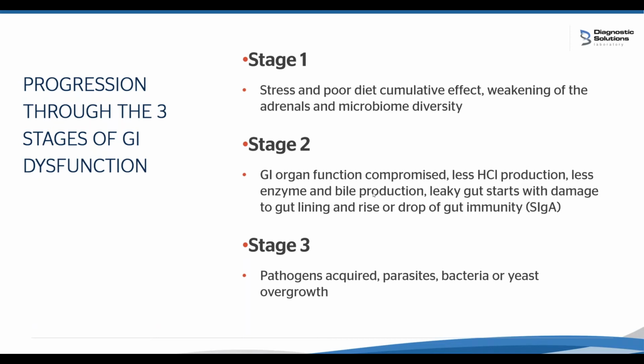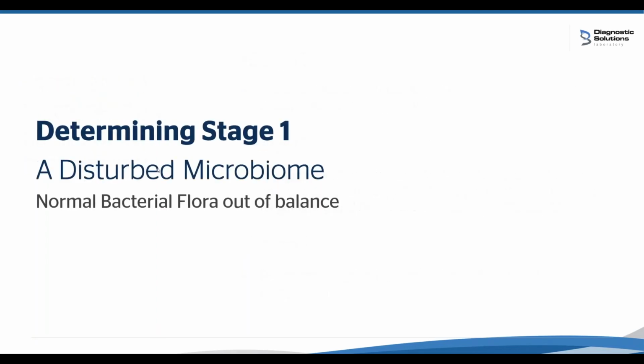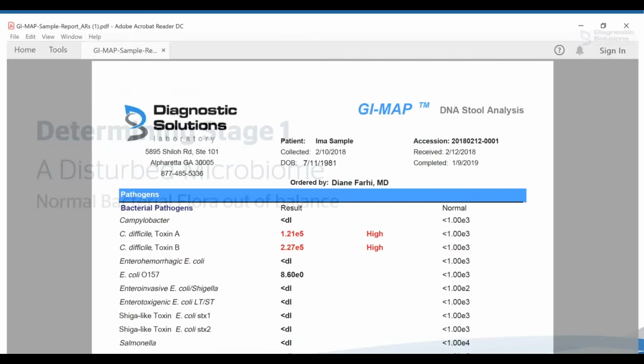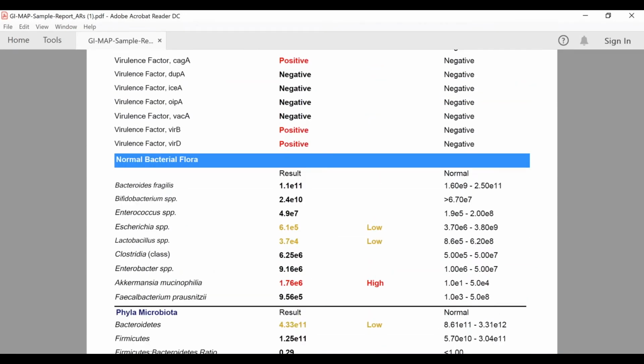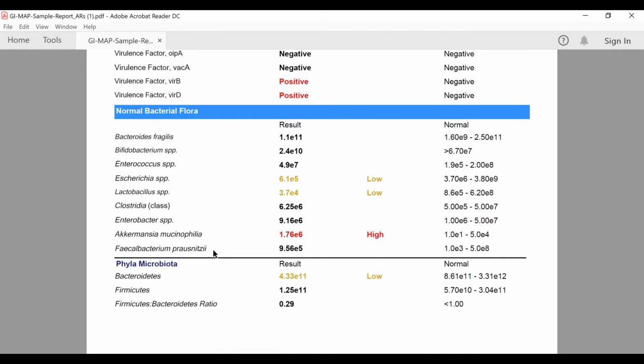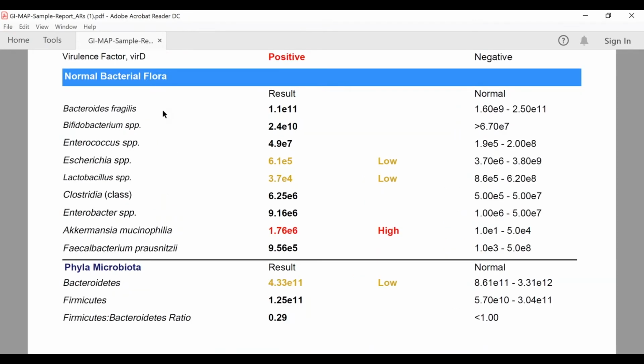And then stage 3, this has been going on for a while. The immune system is weak. Gut immunity is not doing well. Pathogens start to become a problem: parasites, bacteria, yeast that you need to kill. Okay, so these are the three different stages. And again, from a patient education perspective, pretty simple. Stage 1, disturbed microbiome, just simply the normal bacteria out of balance. And how hard is that to figure out? I don't think it's very hard. You just go to the part of the lab that says normal bacteria.